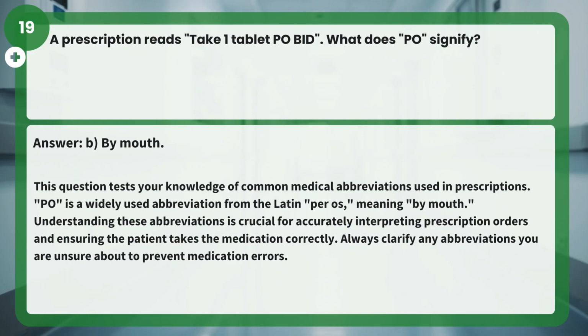Answer B. By mouth. This question tests your knowledge of common medical abbreviations used in prescriptions. PO is a widely used abbreviation from the Latin per os, meaning by mouth. Understanding these abbreviations is crucial for accurately interpreting prescription orders and ensuring the patient takes the medication correctly. Always clarify any abbreviations you are unsure about to prevent medication errors.